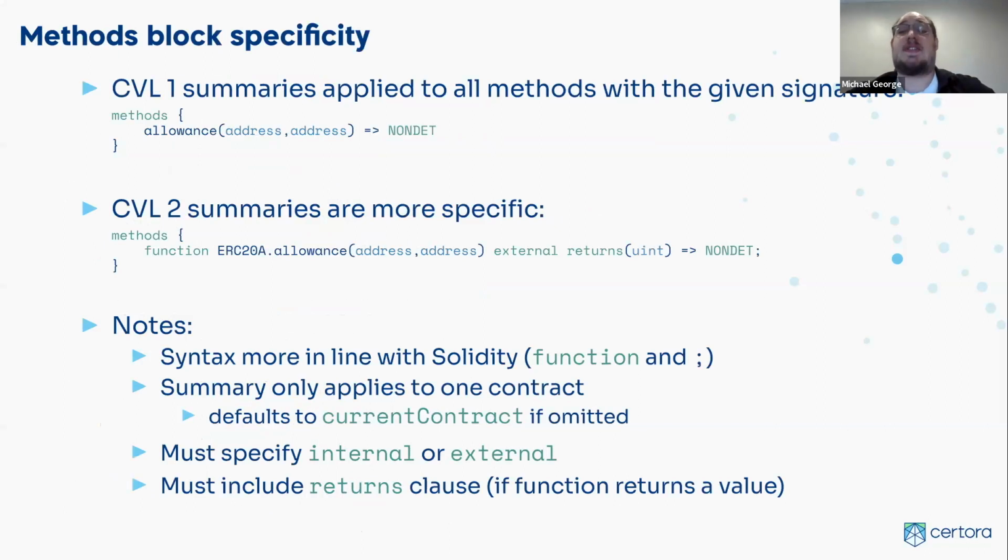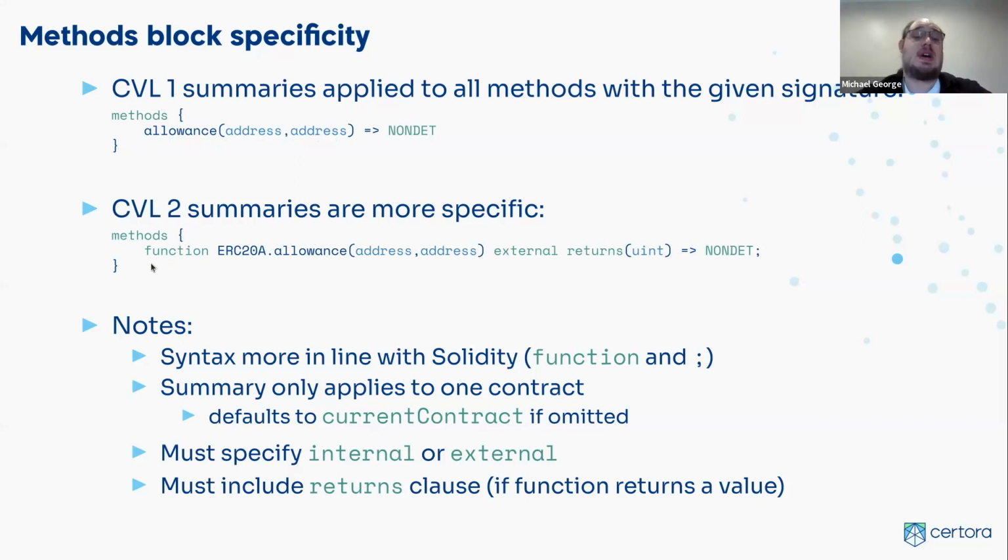So in CVL1, methods block entries were kind of terse. You needed to give the name of the method. You needed to give the argument types. You could give a summary. There are other things you could write. You could write a returns clause, although you didn't have to. You could write an env-free annotation, and that actually hasn't changed. But there's some information that's missing here. And in CVL2, we've required you to add a lot of that information.